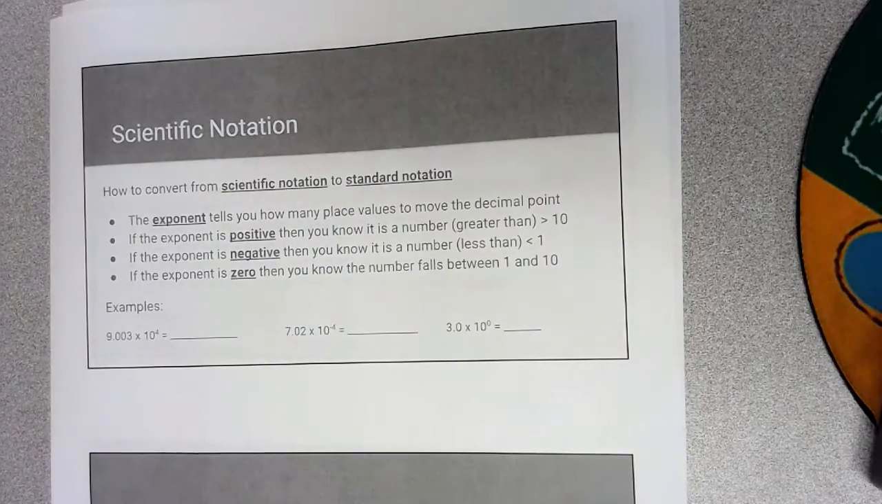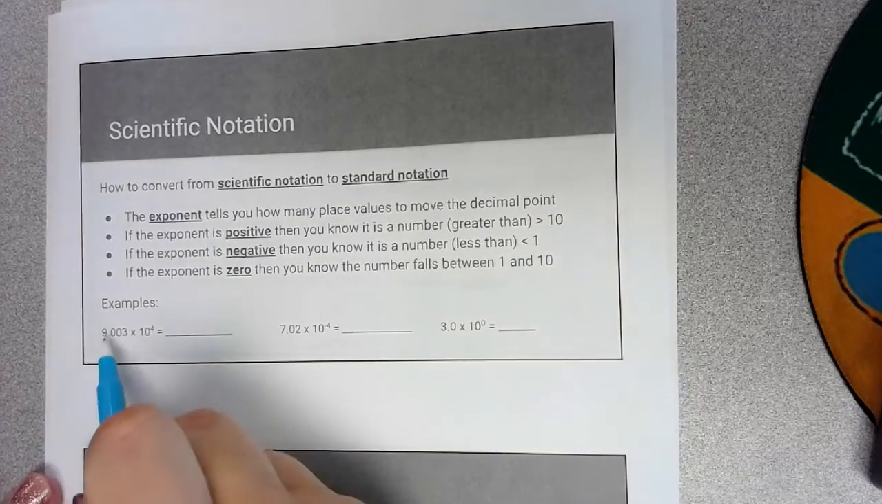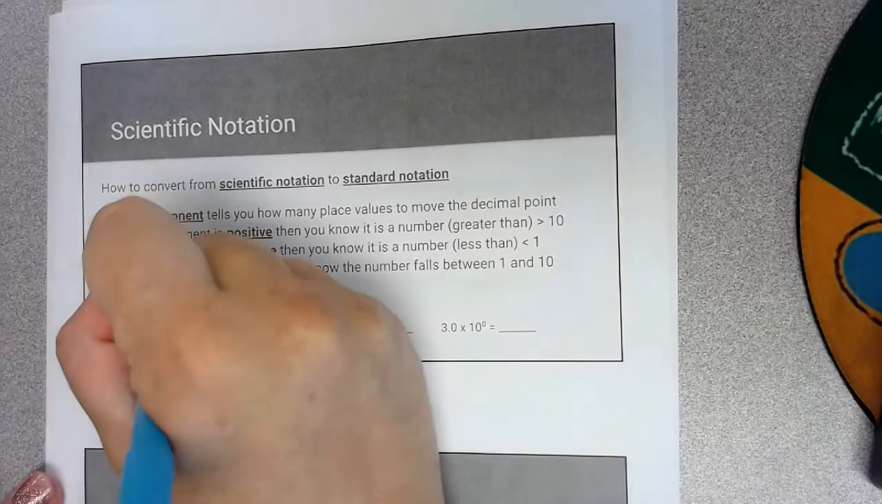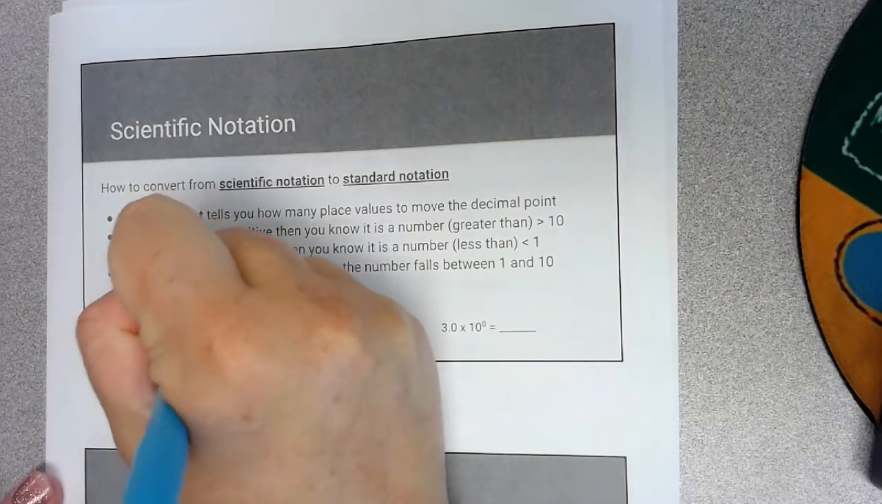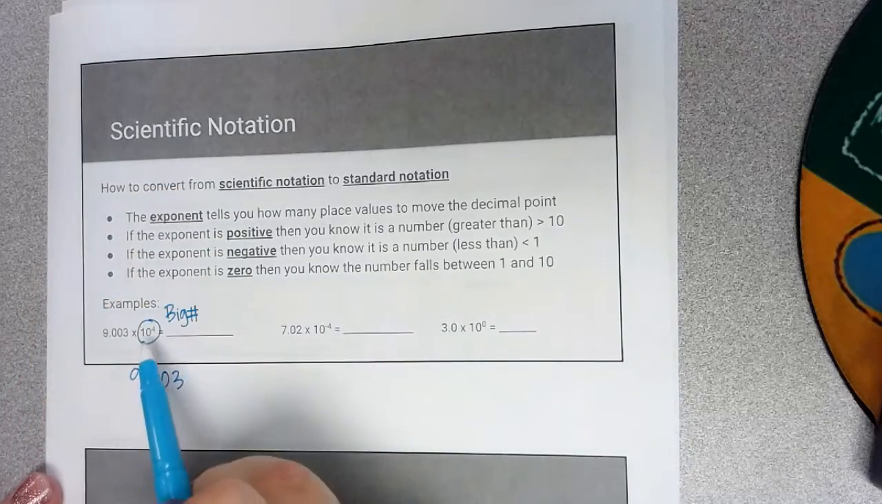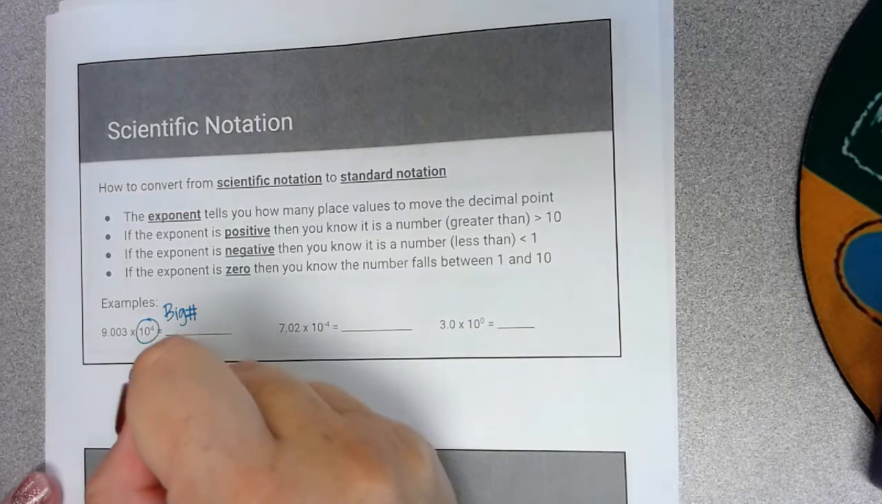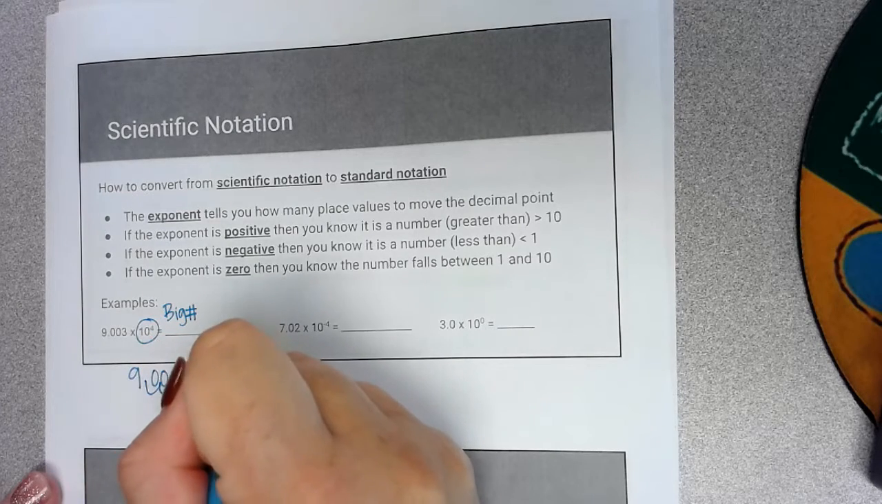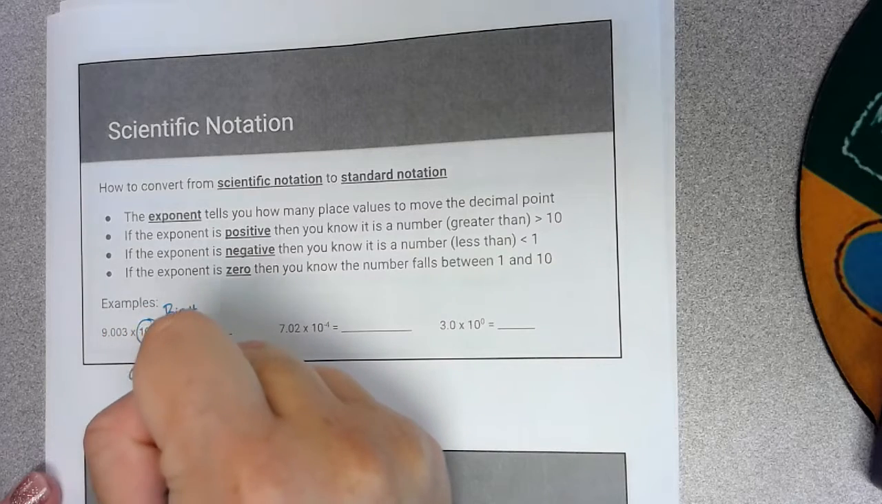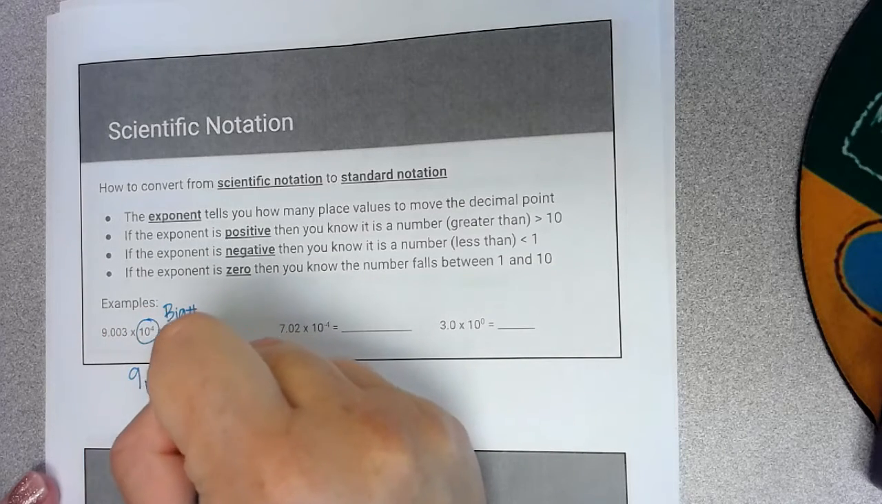So let's do the first one here. We have 9.003 times 10 to the fourth. This is a positive fourth, so that means we're going to have a big number. So that means that we're going to take this 9.003 and we're going to move this 4 times to make it a big number. So we're going to go 1, 2, 3, 4. And I'm going to fill in a 0 in that missing spot. So my final answer in this first one is 90,030.